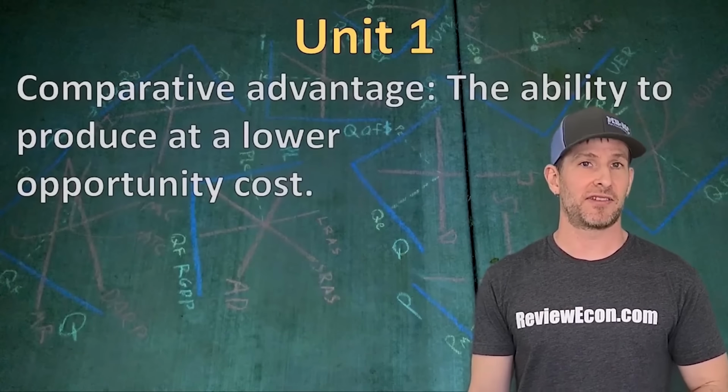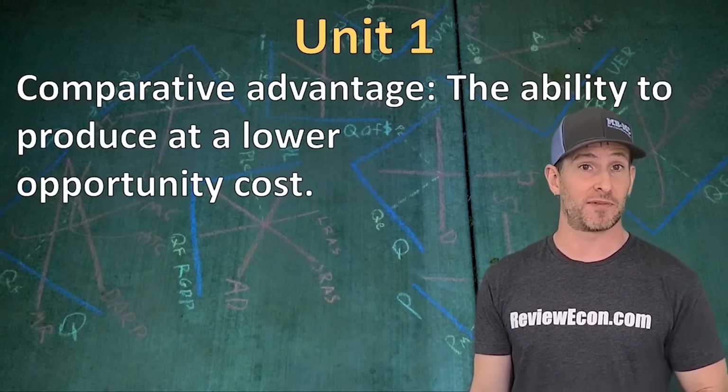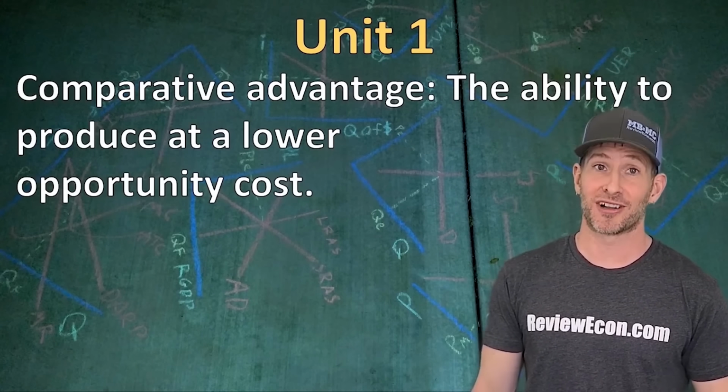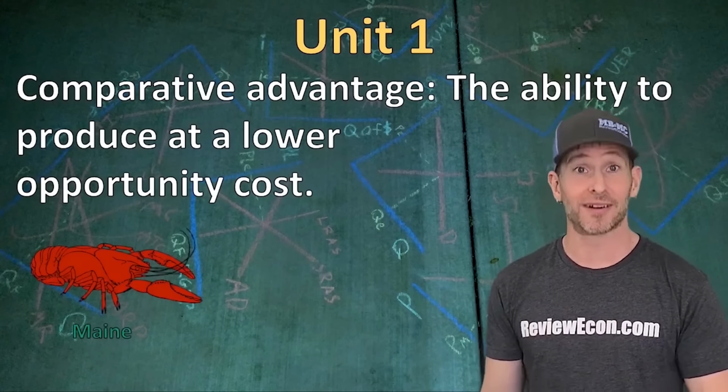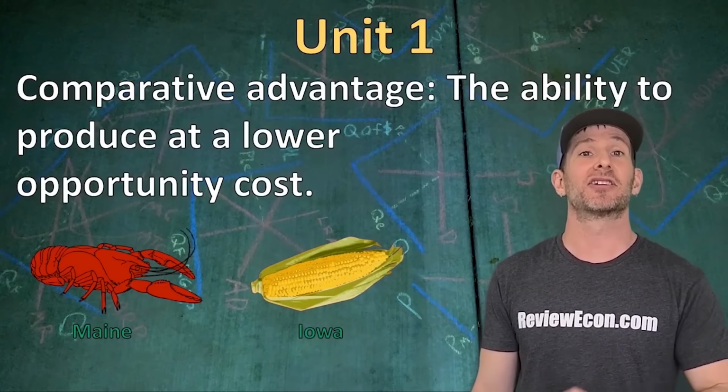The most difficult math in Unit 1 is comparative advantage. That's the ability to produce something at a lower opportunity cost. That explains why most of our lobster comes from Maine, while our corn comes from Iowa. It has to do with lower opportunity costs. Let's look at an example.